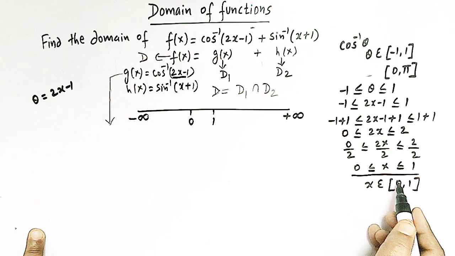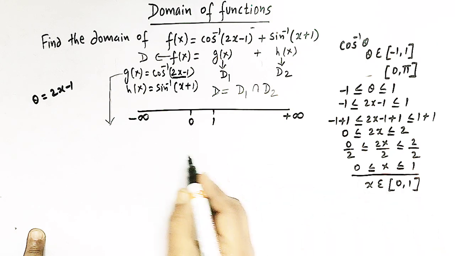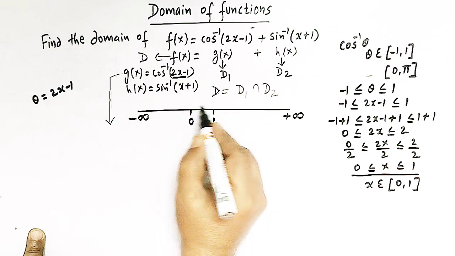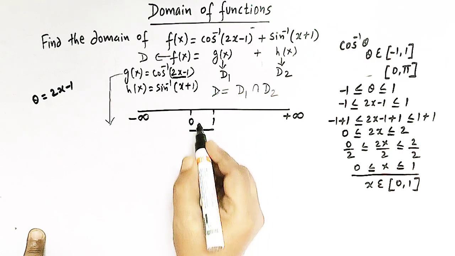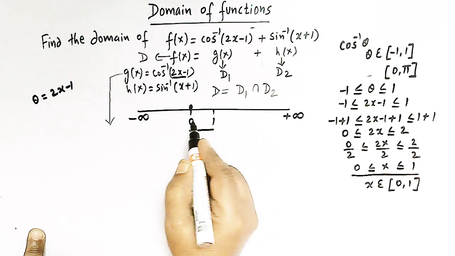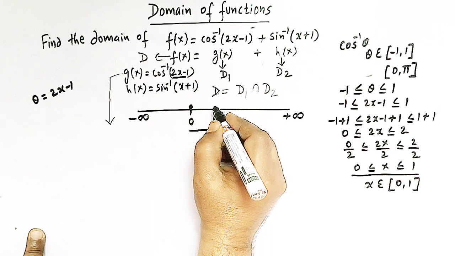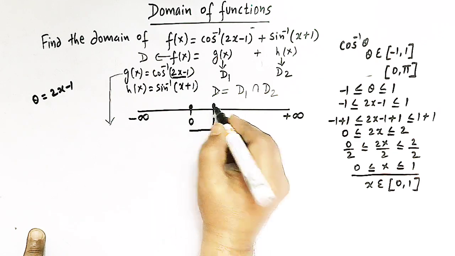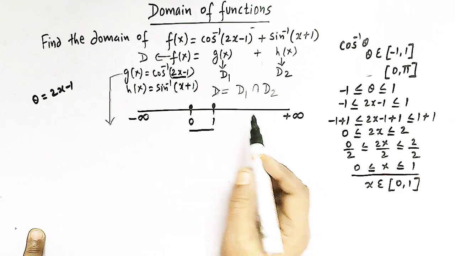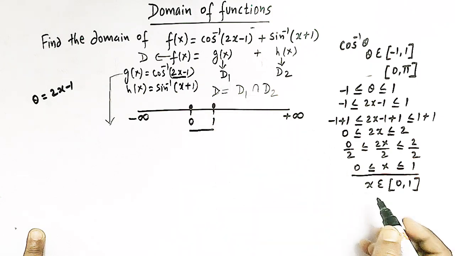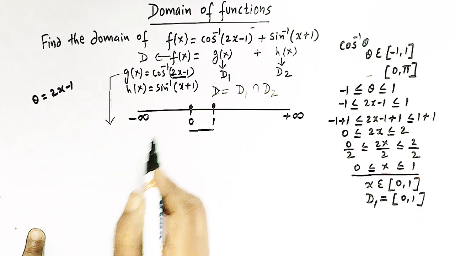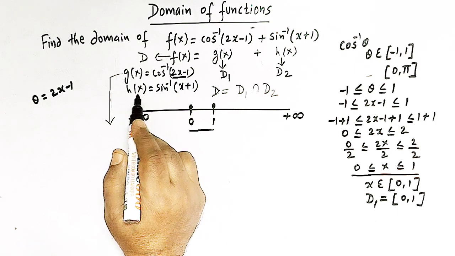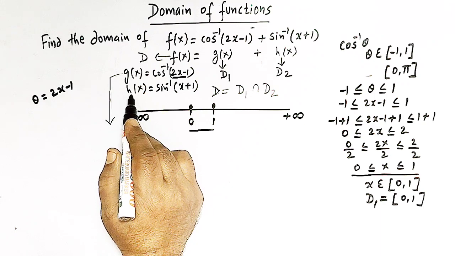So x belonging to this interval 0 to 1 may be represented like this. Here we have this interval, and remember both these endpoints 0 and 1 are included, right? So the domain d1 is given by this interval, that is 0 to 1. Now let us find out the domain of the function h of x.